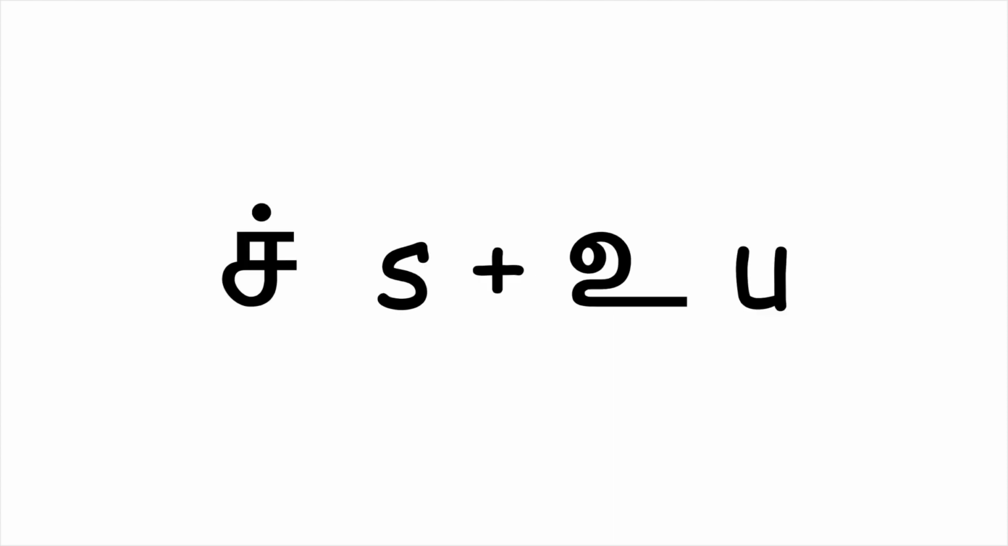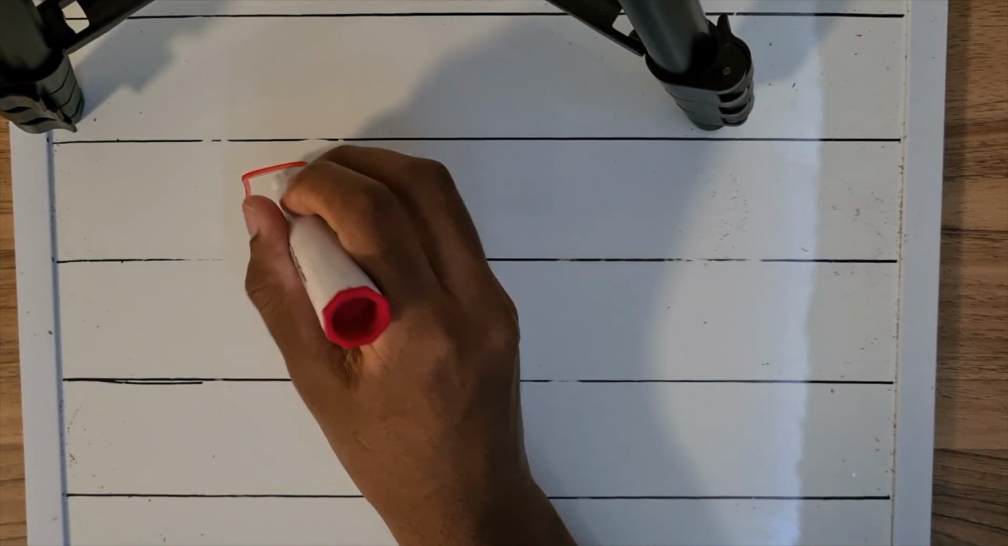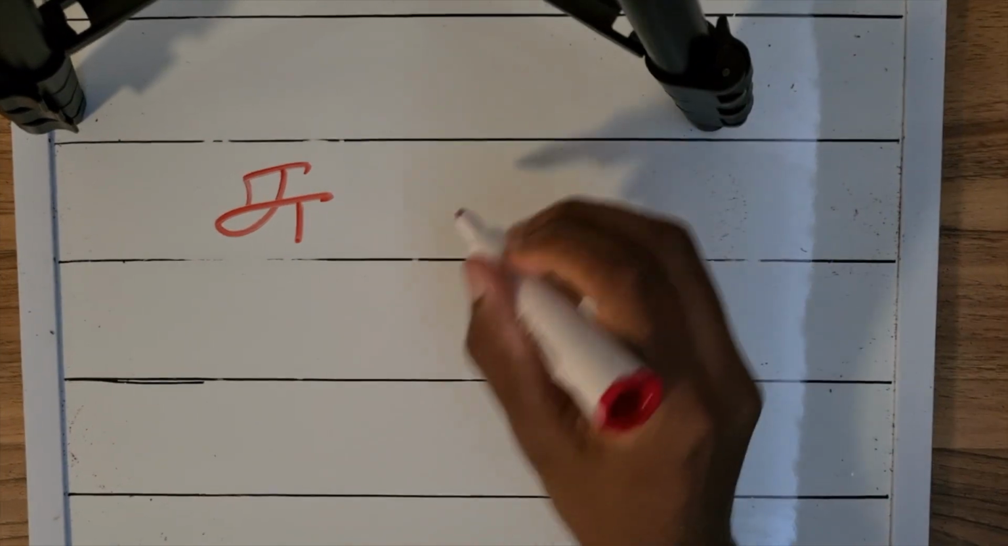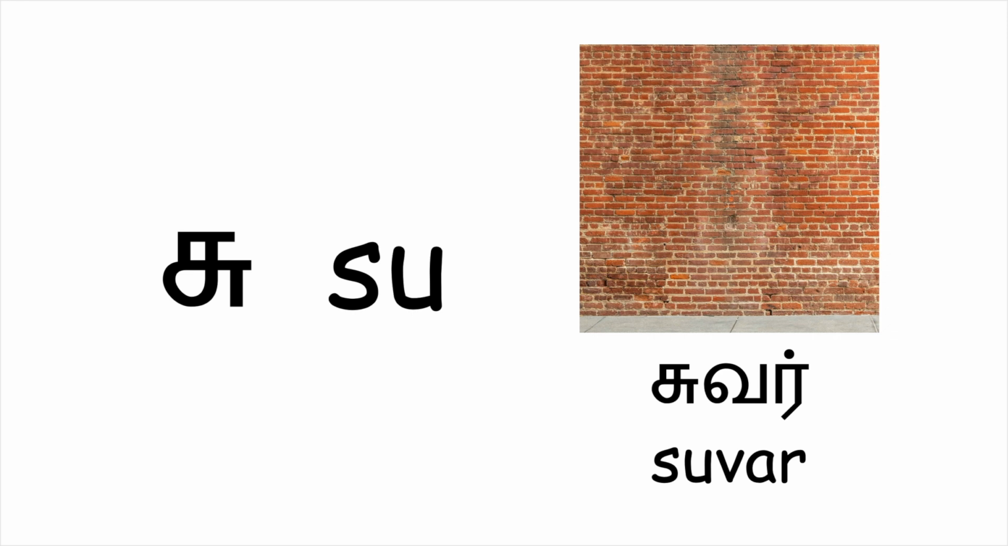This is the letter su. It's formed from uch plus u. The consonant plus u combination letters are a bit annoying because they don't follow a consistent pattern and you need to learn them individually. But this is su, and this is how you write su. An example word that starts with su is suvar, which means wall.